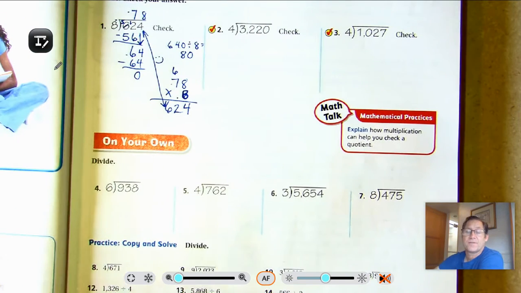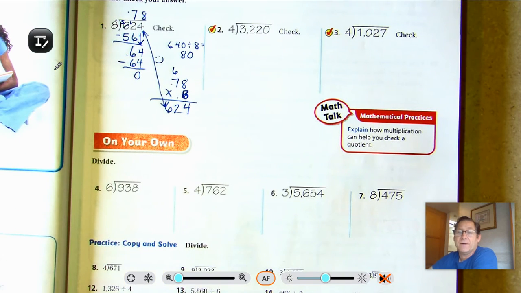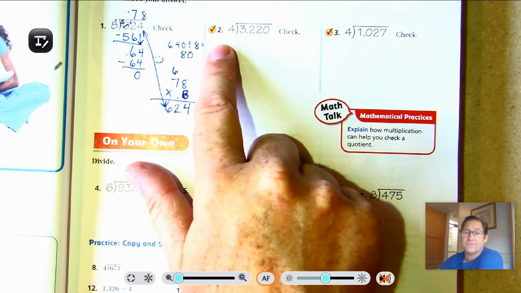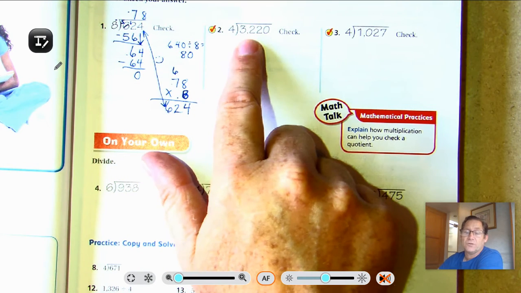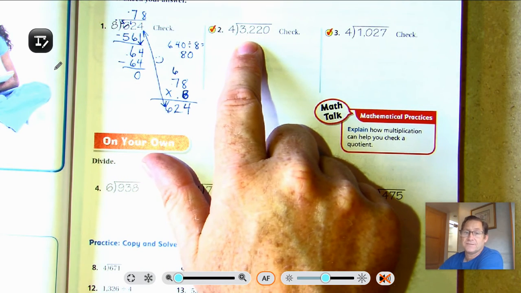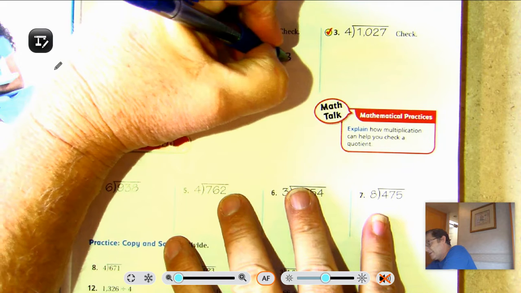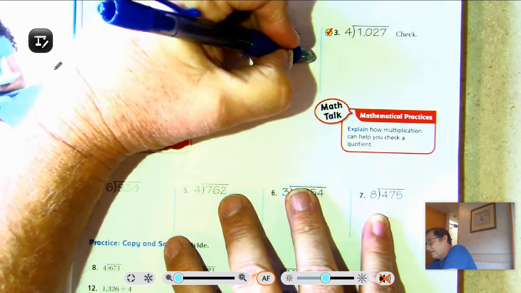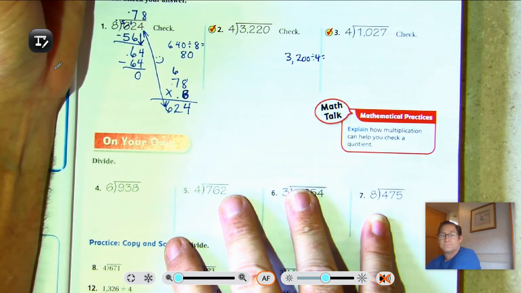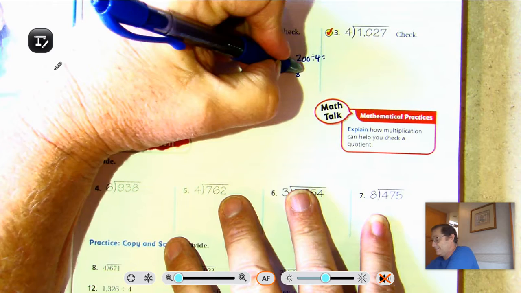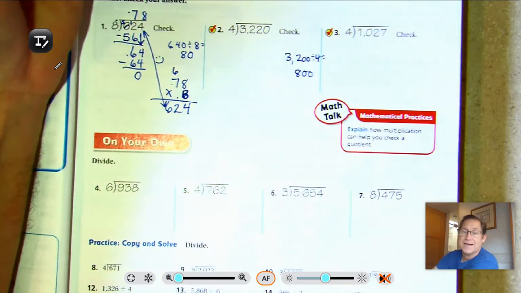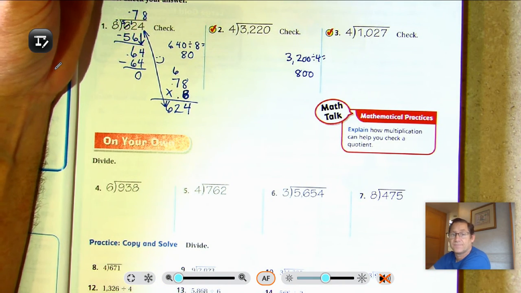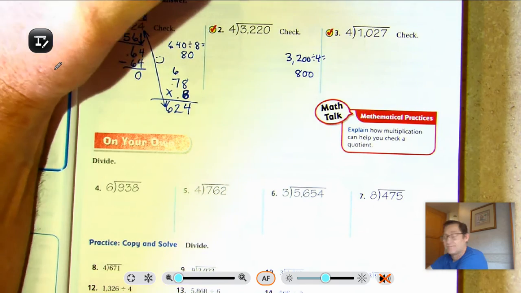Okay, number 2. 3,220 divided by 4. Well, I'm not going to be able to share 3 thousands into 4 groups. So we'll look at that as 3,200s. So 3,200 divided by 4. Well, 4 times 8 would be 32. So 800. 4 times 800 is 3,200. So my answer should be about 800.